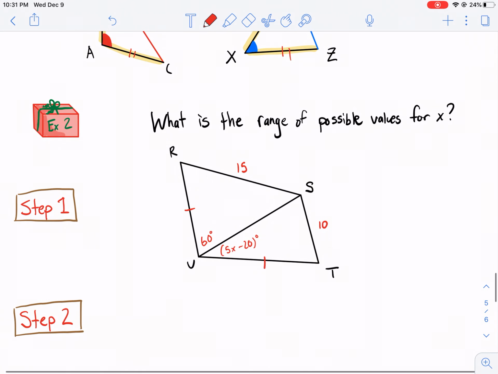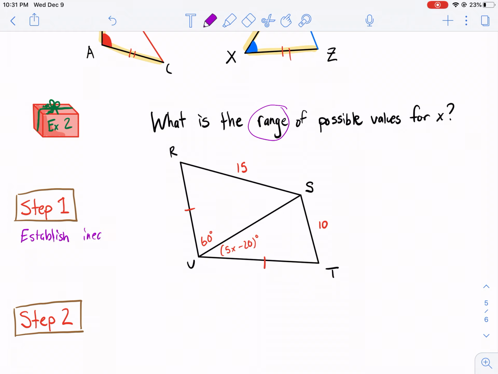All right, example 2. What is the range of possible values for x? This one's a little bit different. Now we're talking about a range of possible values. So we have to consider two different things. Step 1, we need to establish our inequality.